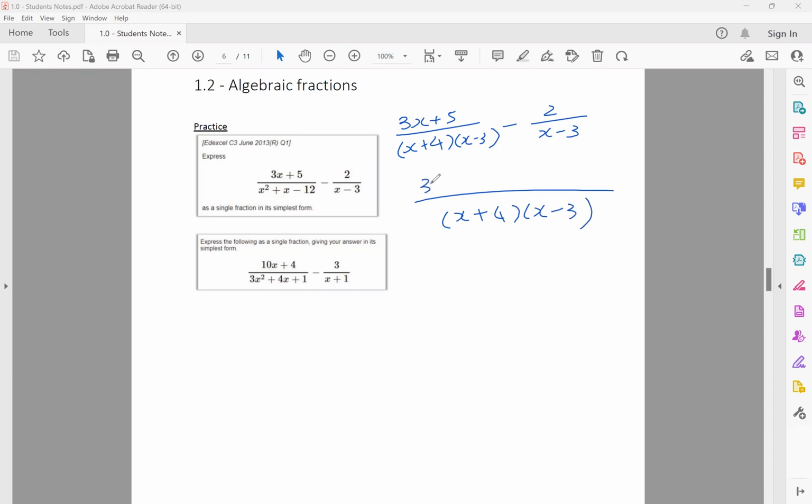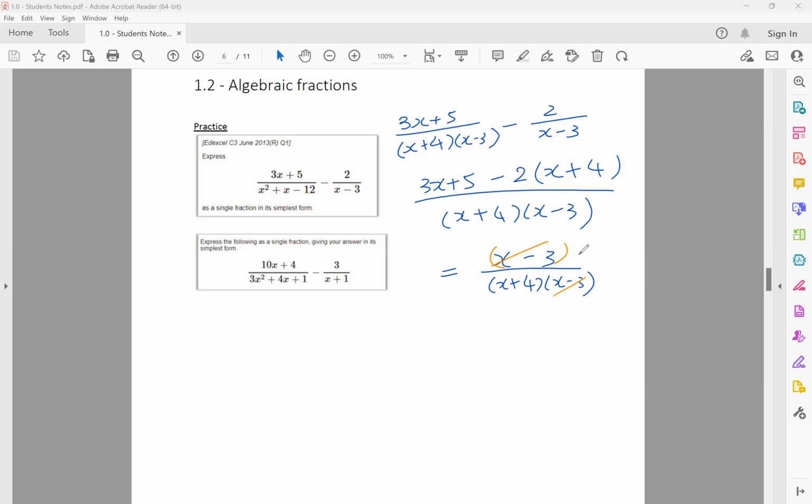So for the first fraction, I don't need to multiply anything. But for the second one, I need to multiply by an extra x plus 4. Simplify, you get x plus 5 minus 8, which is minus 3, over x plus 4, x minus 3. So what you realize in here is the numerator, we can put a bracket in there for it.